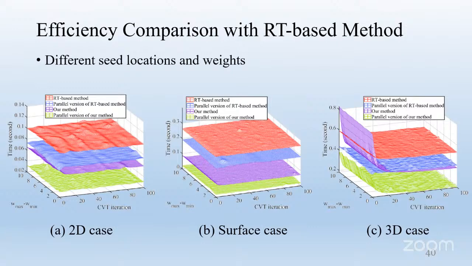Because the cell generation of the meshless method is independent of each other, we also implemented the parallel version of our method. For the regular triangulation-based method, its clipping stage can be parallelized too. So we also compare the parallel version of our method and the regular triangulation-based method in this figure, from which we can see that the parallel version of our method is more efficient than that of the regular triangulation-based method for all the cases.